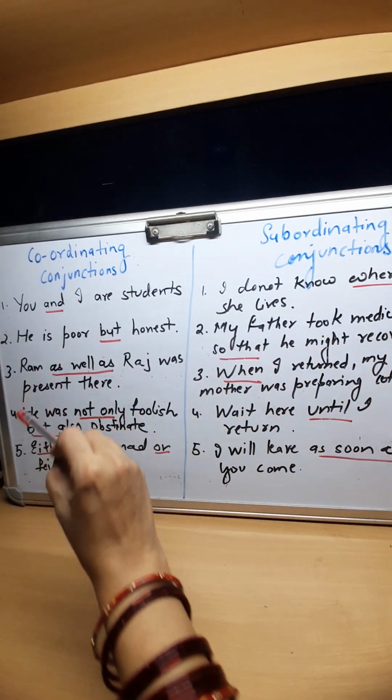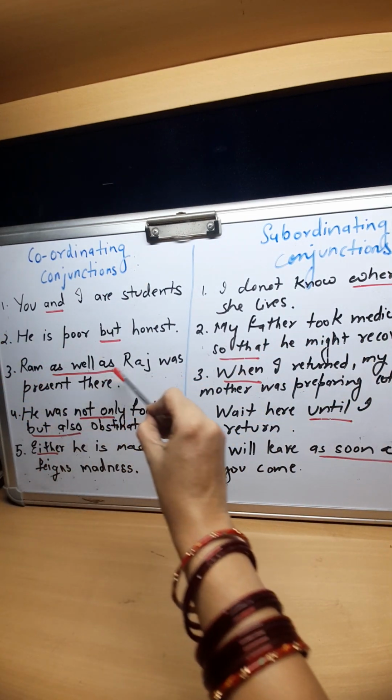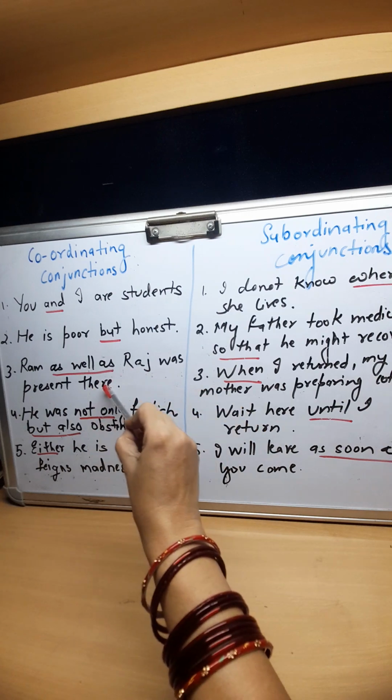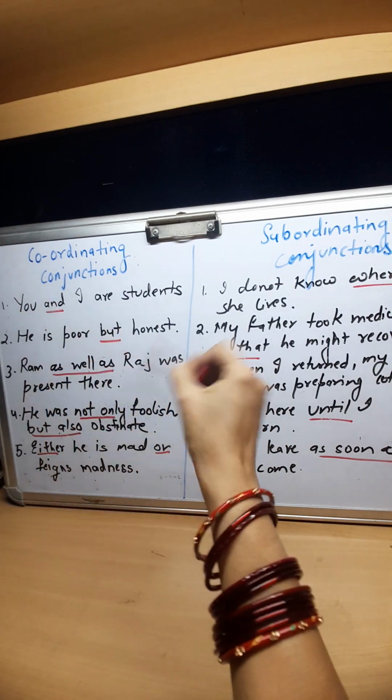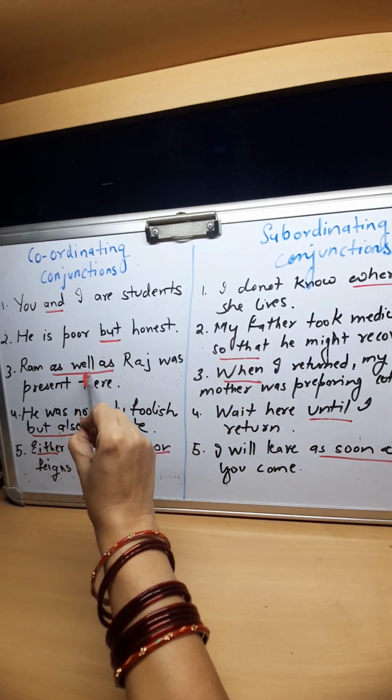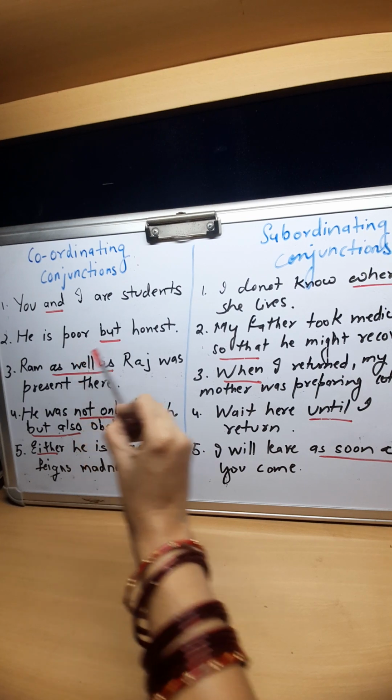Look at the third example. Ram as well as Raj was present there. Ram is different, Raj is different. We have joined them with as well as.